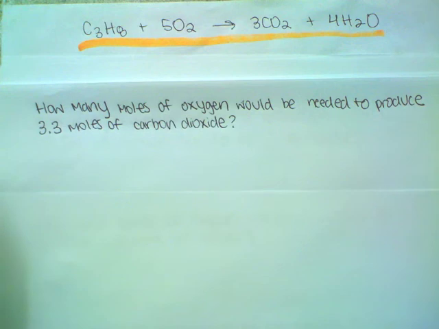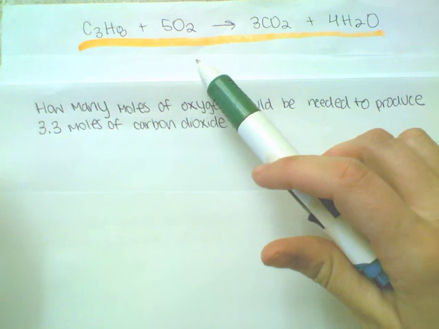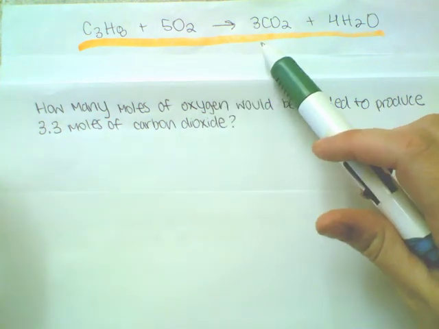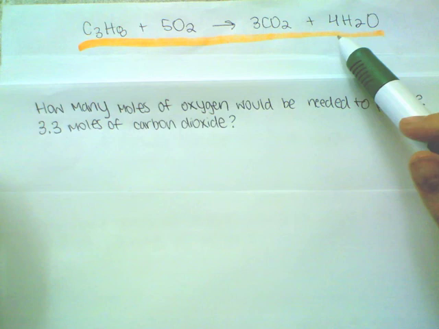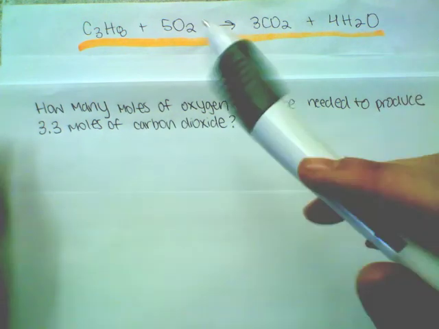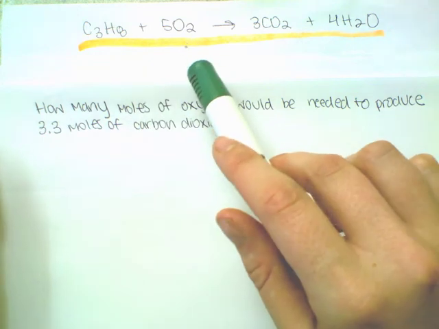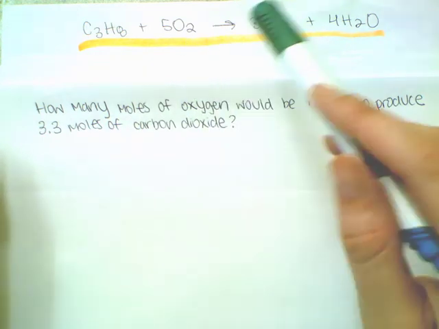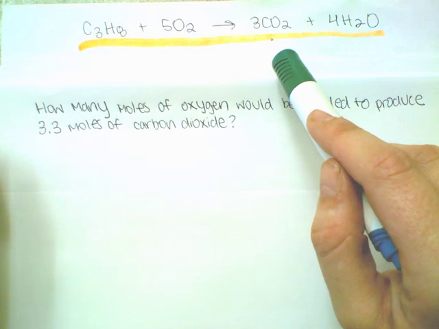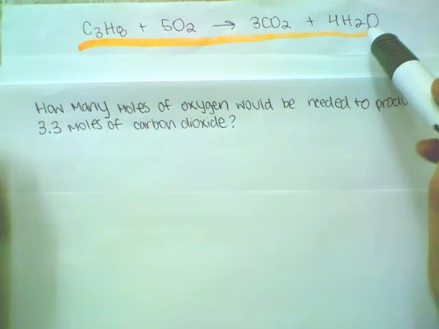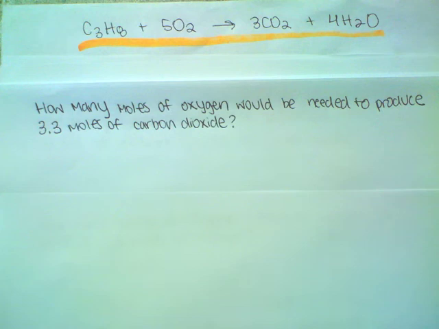So I have C3H8 plus 5O2 goes to 3CO2 plus 4H2O, which is 1 mole of propane reacting with 5 moles of oxygen to form 3 moles of carbon dioxide and 4 moles of water. Okay, our first question says, how many moles of oxygen would be needed to produce 3.3 moles of carbon dioxide?